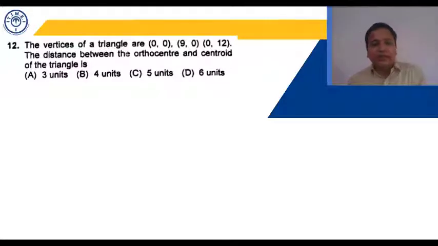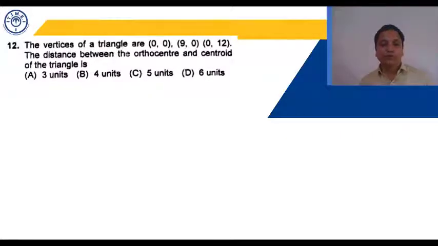Now the vertices of a triangle are 0, 0, 9, 0 and 0, 12, and the question asks for the distance between the orthocenter and centroid of the triangle. If you carefully observe the vertices, one point is the origin. The second point is 9, 0. Its y coordinate is 0. So can we safely say that this 9, 0 lies on the x-axis? And for 0, 12, its x coordinate is 0, so this point will lie on the y-axis.